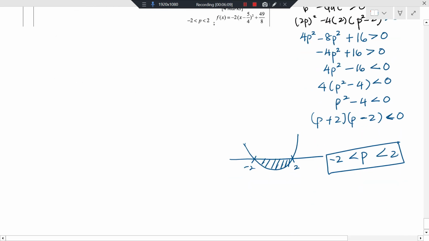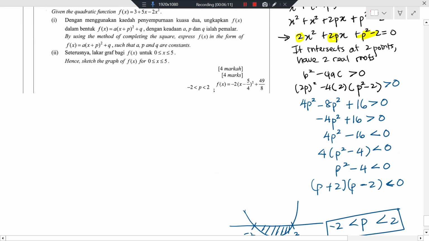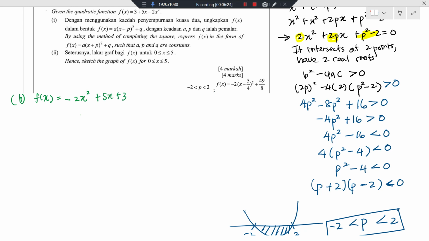Okay, now I'm going to do question B. Okay, question B. Given that f(x) equals, I rewrite in order, negative 2x squared plus 5x plus 3. Now, by using the completing square method, express f(x) in this form, the completing square formula.